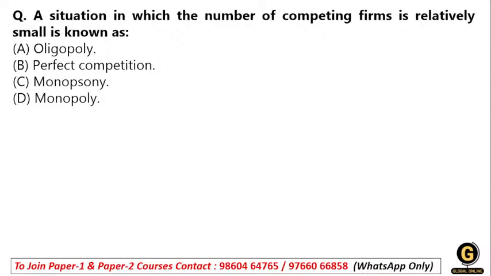So in perfect competition there are many firms. If there are many firms, that means there is large competition, which means there will be no market control. Anyone can enter the market and anyone can exit from the market. So this is perfect competition.